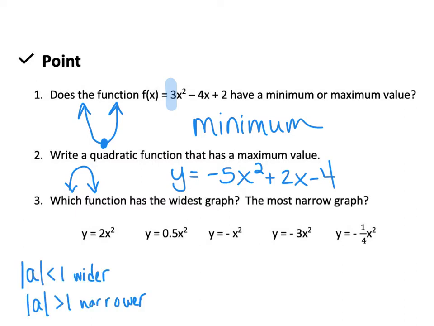So let's look at all the ones that are less than 1, meaning the a value. So this is less than 1, and negative 1/4 is less than 1. And when I say that, I don't even care about the sign, the fact that it's negative or positive, because I'm looking at the absolute value, so just the number part, 1/2 and 1/4. Well, which one would be the most narrow? Well, it's going to be the smallest one, so here is my narrowest.